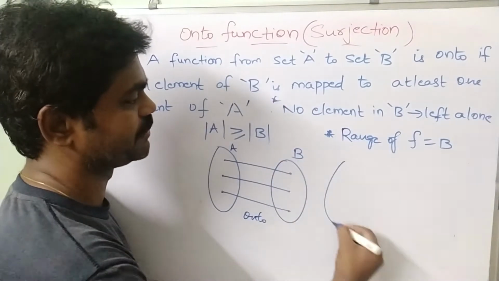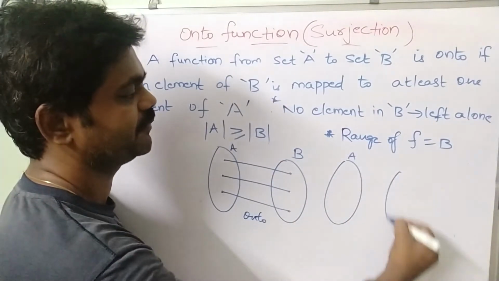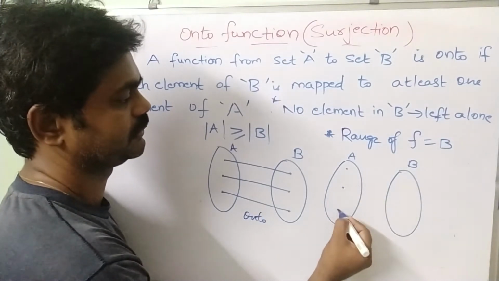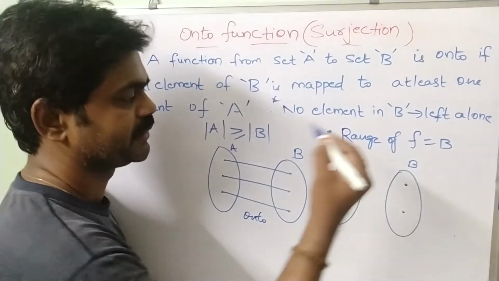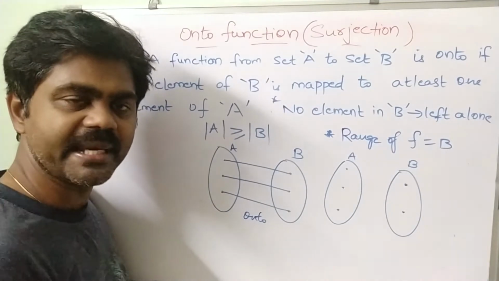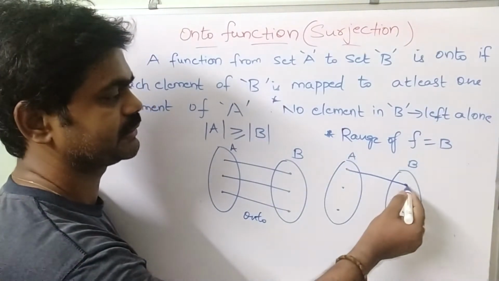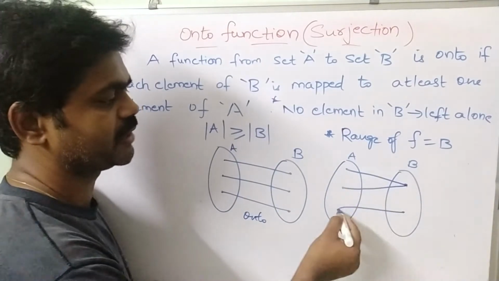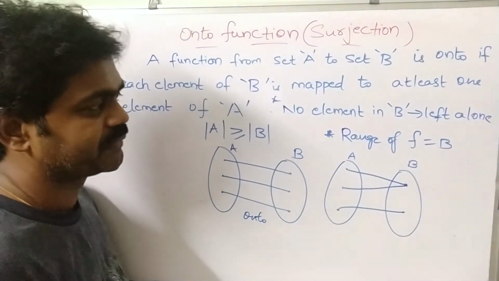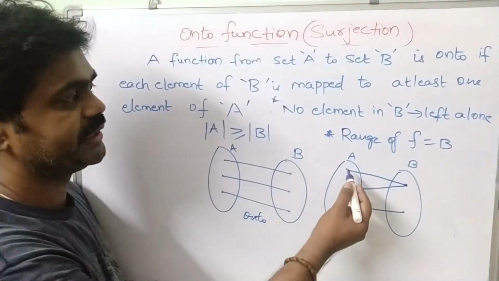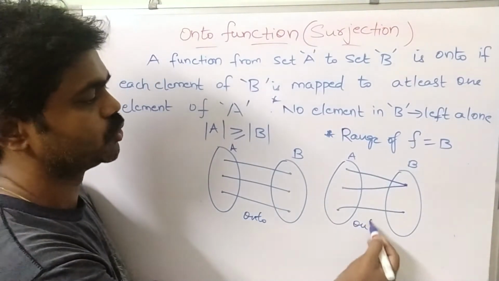Now let's see another example. A, B. So in A I have 3 elements, in B I have only 2 elements. Now, okay, so what is the condition? No element in B should be left alone. So in this way, this is also onto.